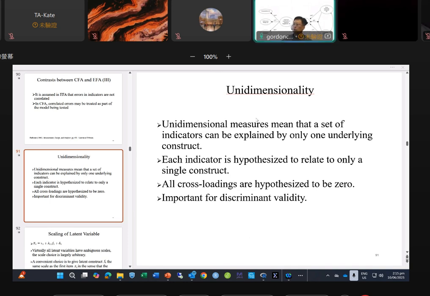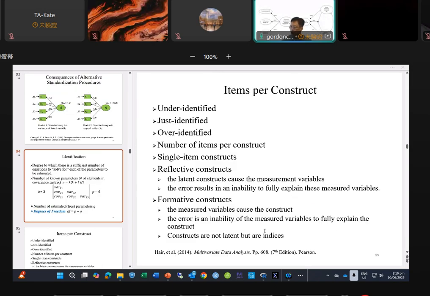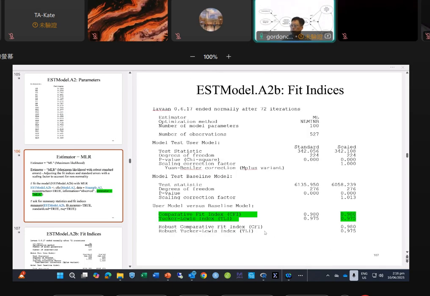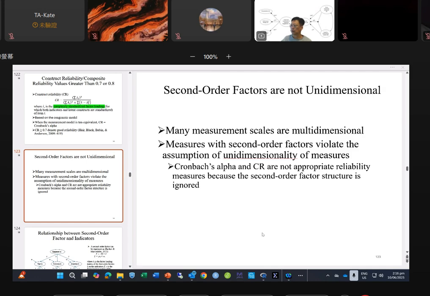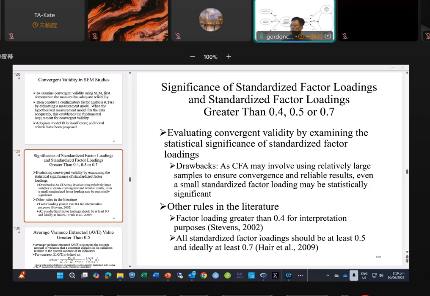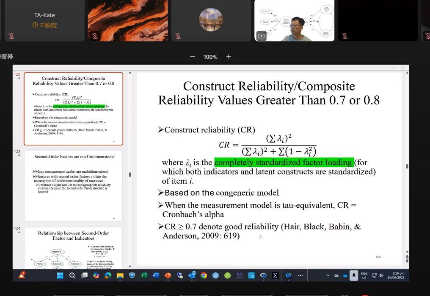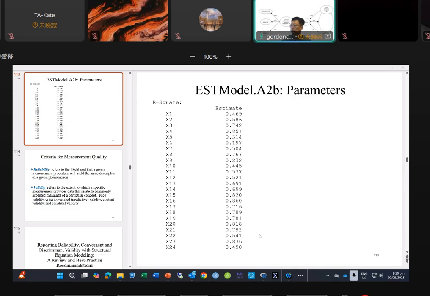The first concept I want to talk about is unidimensionality. There are two meanings of unidimensionality. One meaning is that your variable, your factor, has only one dimension. It is not a multi-dimensional construct. What is a multi-dimensional construct? It is basically referring to a second order factor. Let me find an example.